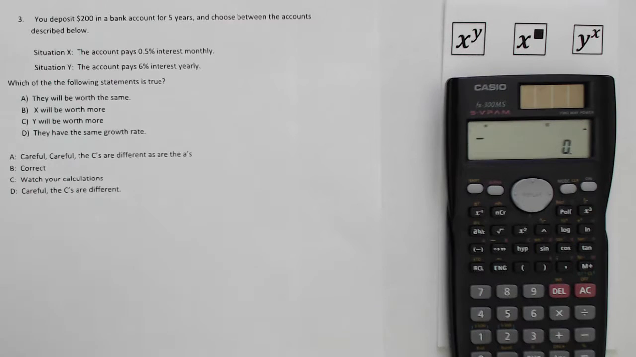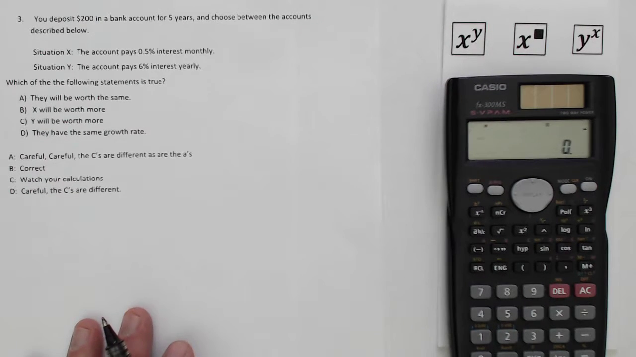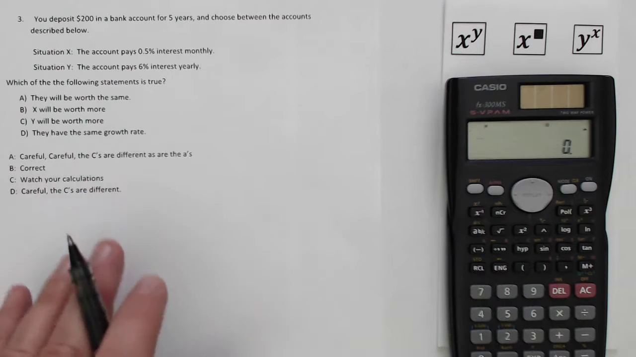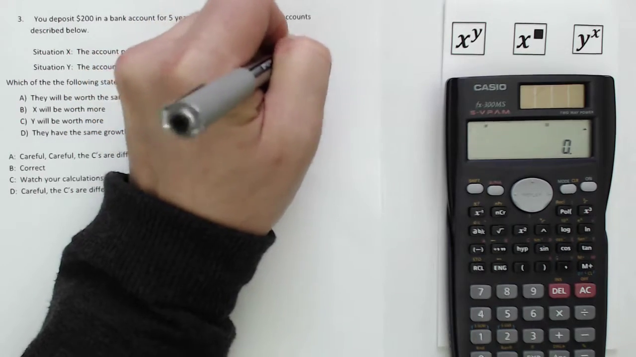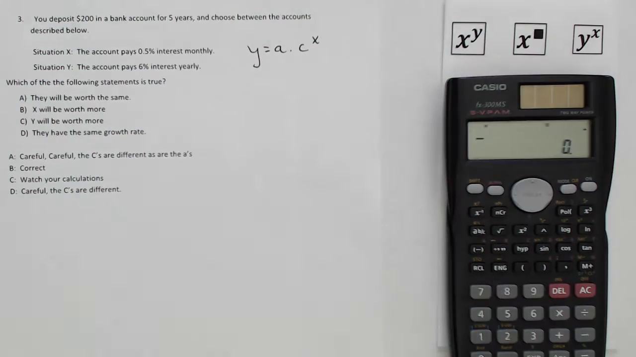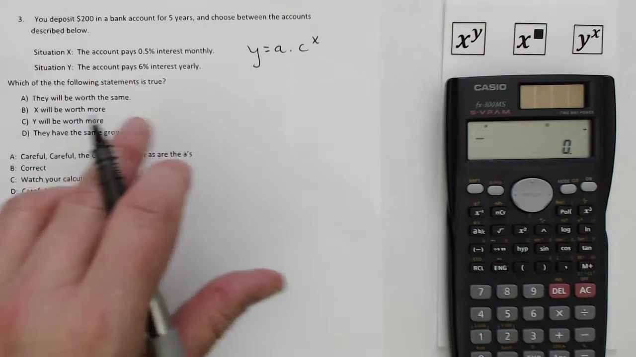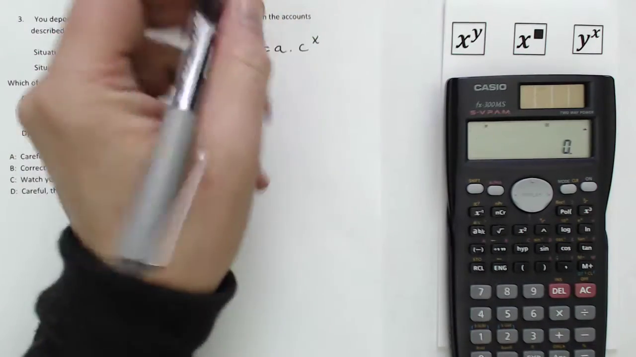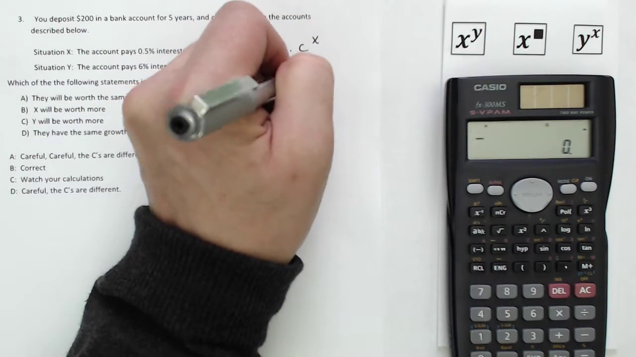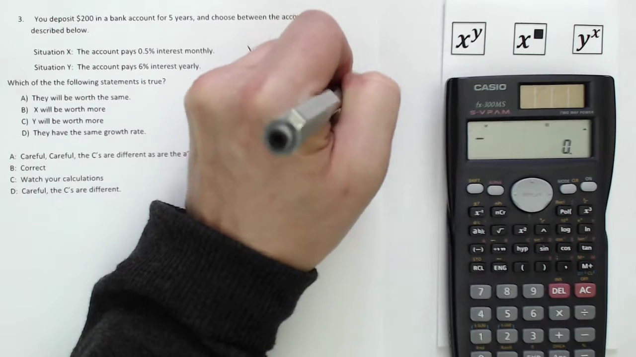Exponential number 3. You deposit $200 in a bank account for 5 years and choose between the accounts described below. Regardless of which account we pick, we're going to use the rule y equals a times c to the power of x. Since these are growth questions, we're putting money in the bank and it's growing, whether monthly or yearly. To get our c, c will be equal to 1 plus the percentage divided by 100.